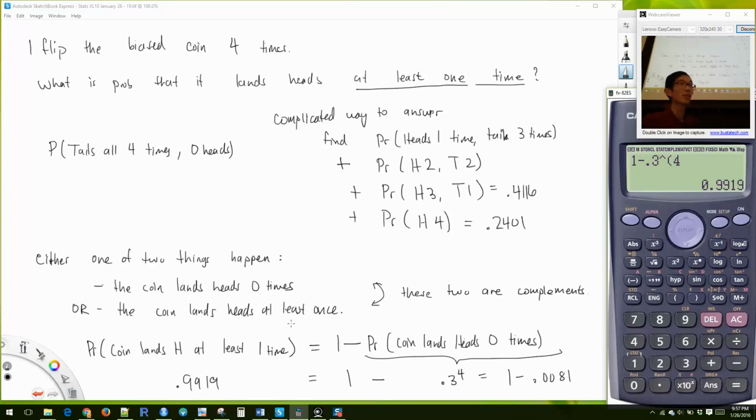So look at this. I hope that makes sense. I've tried to walk us through the thinking of this, right? Either the coin lands heads zero times or it has landed heads at least once, okay? And so trying to answer it the first way is complicated. I think this way is much more simple.